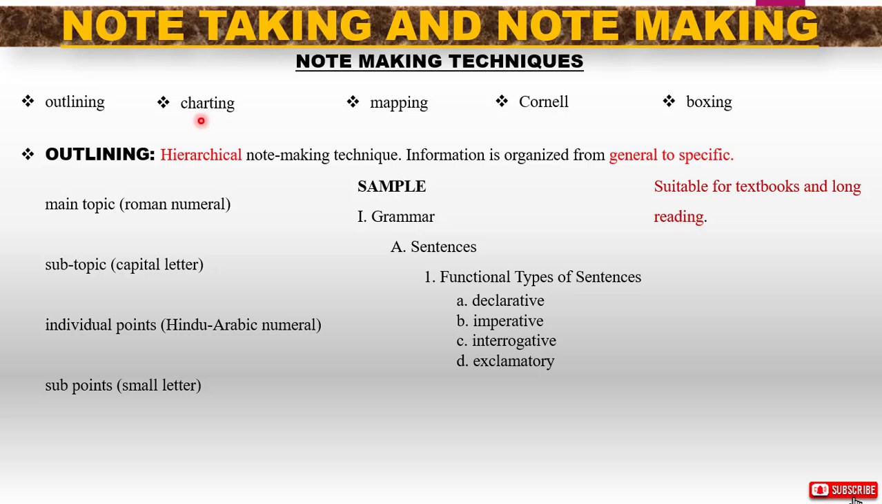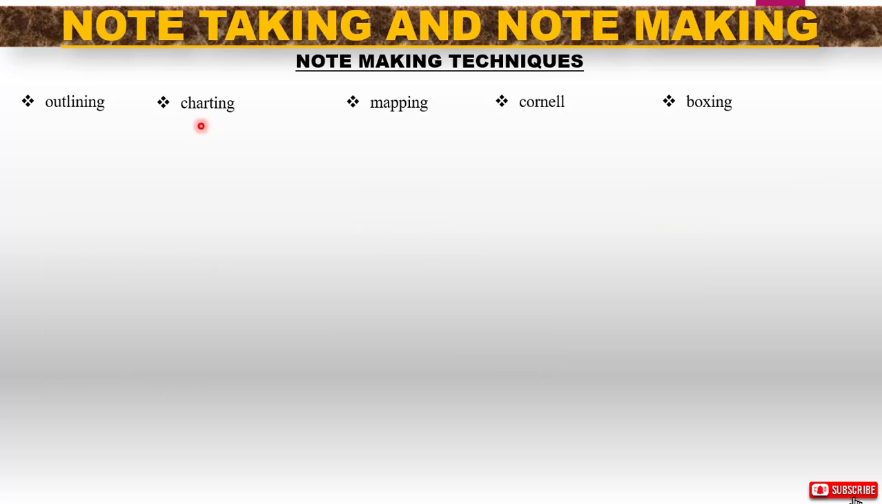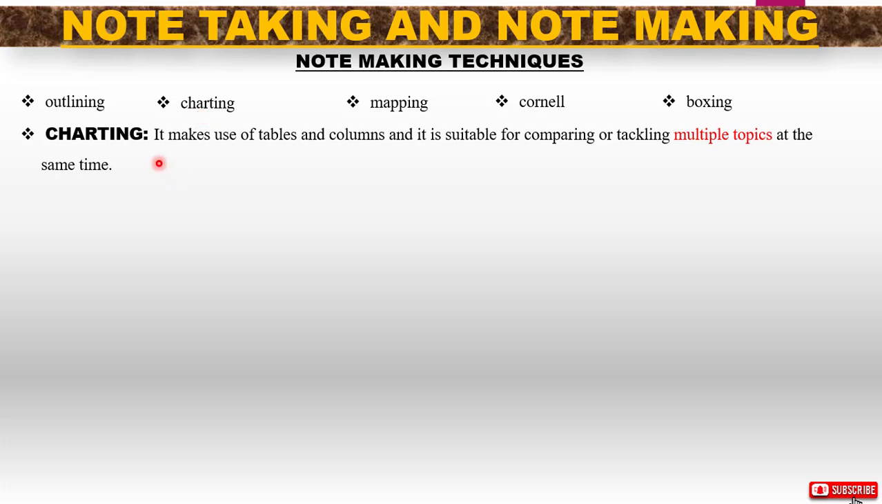Let us look at the next note-making technique, which is the charting method. This makes use of tables and columns, and it is suitable for comparing or tackling multiple topics at the same time. I hope you've used this method before. If you are treating two or more topics at the same time, you are going to use the charting method.